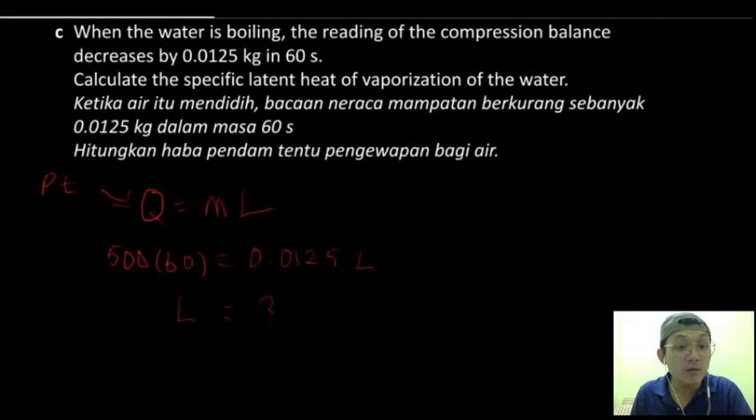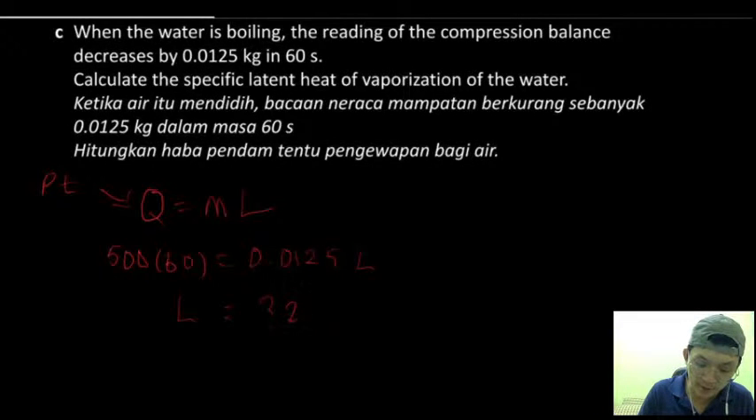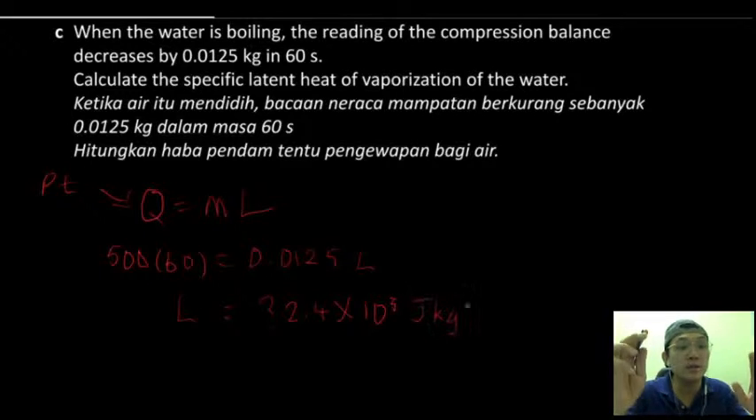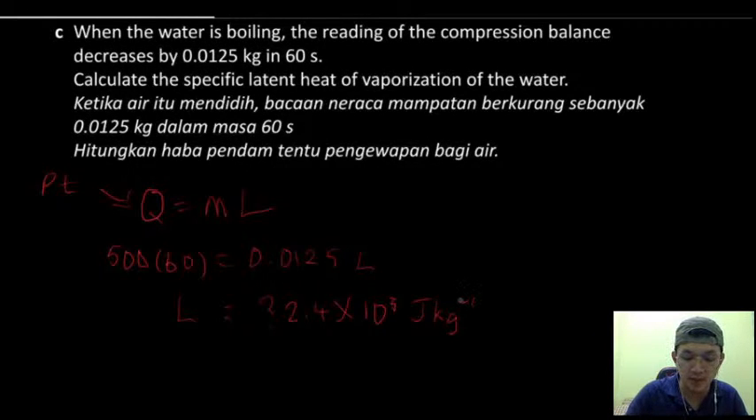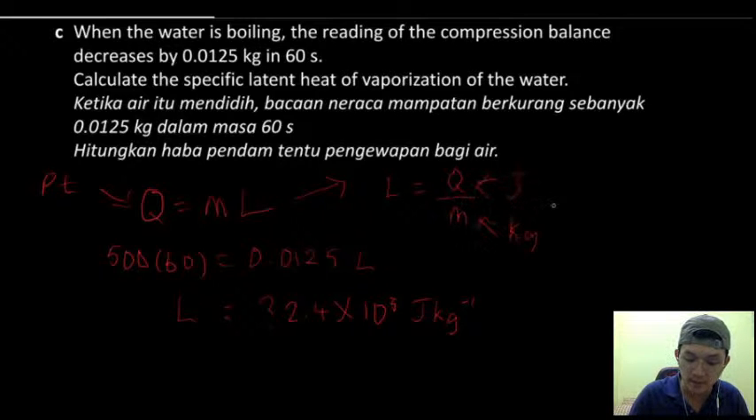Alright. 2.4 million, well, we can write 2.4 times 10 to the power of 5 joule per kilogram. Okay, let's go back to a little bit of theory. Macam mana dapat joule per kilogram ini ialah sebab kalau saya tukar balik formula ini, saya susun balik, saya dapat L sama dengan Q bahagi M. Okay, Q atas ialah joule, bawah ialah kg. So this is how I get this formula.